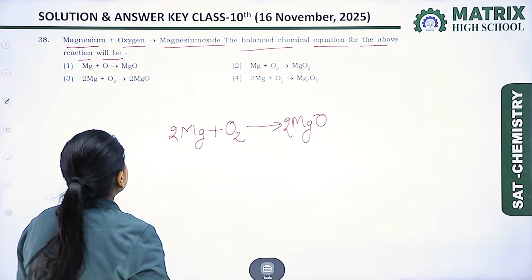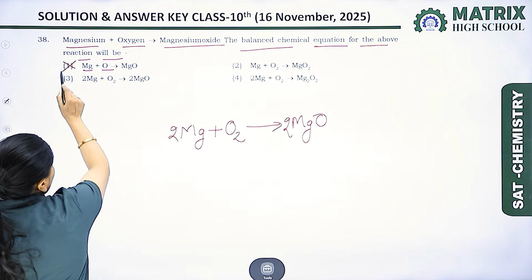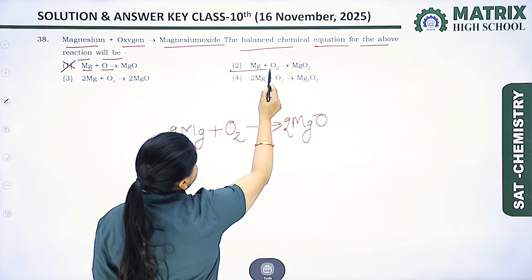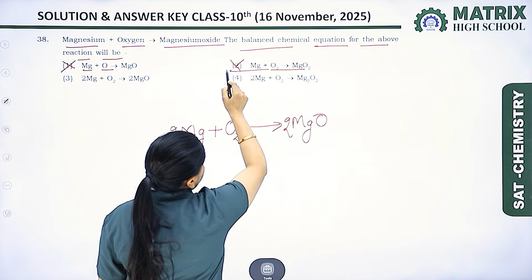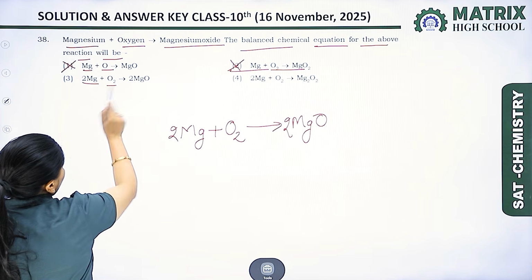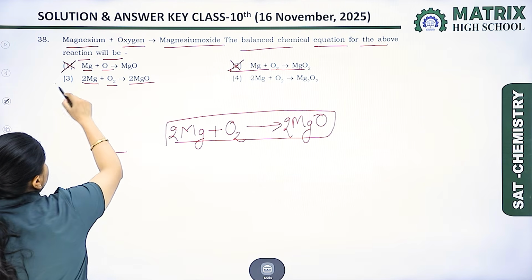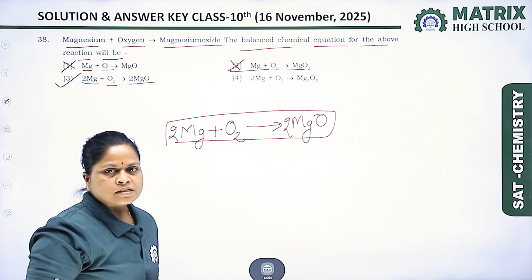Now, let's discuss the options. Option 1 is Mg plus O. This is wrong. Option 2 is Mg plus O2 gives MgO. It is again wrong. Option 3, 2Mg + O2 → 2MgO. This is the correct option and the correct answer.